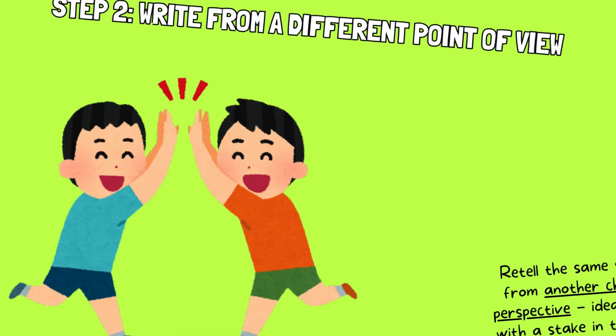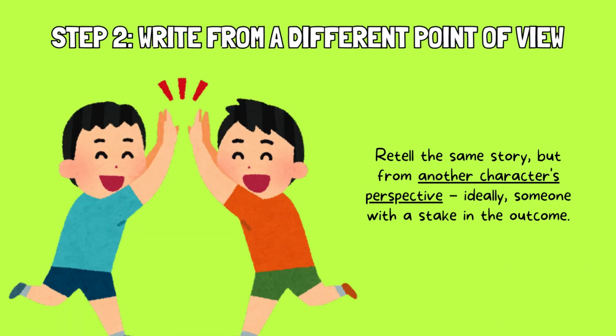Step 2. Write the story from a different point of view. Retell the same story, but from another character's perspective, ideally, someone with a stake in the outcome. This exercise deepens your understanding of character motivation and can dramatically shift the story's meaning or impact.